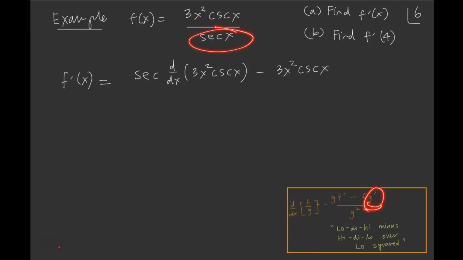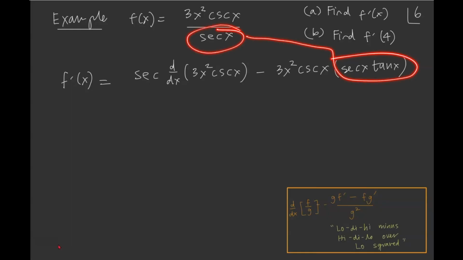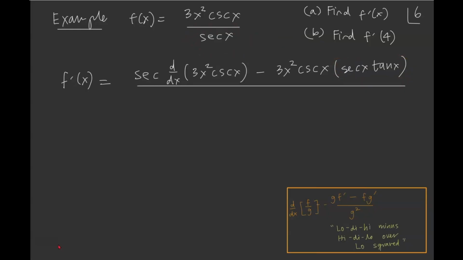And this is not too bad because we know what the derivative of secant of x is. That's just sec tangent. So we can probably just write that one right now. So secant of x, tangent of x. And again, that just came from finding the derivative of the low. All over low squared. So all over secant squared x.